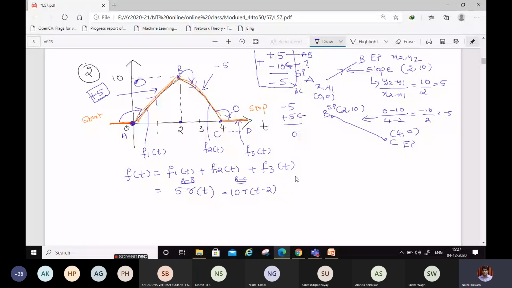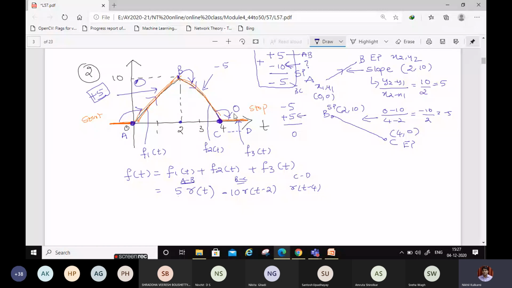Next, which is the next point? C to D. D we don't know where it is ending, I have just written D. Okay, so what is the nature here? This ramp was running, so this has to be stopped. So you have to make it 0. From which point you have to make it 0? From point 4. So that is R of t minus 4 you have to do.